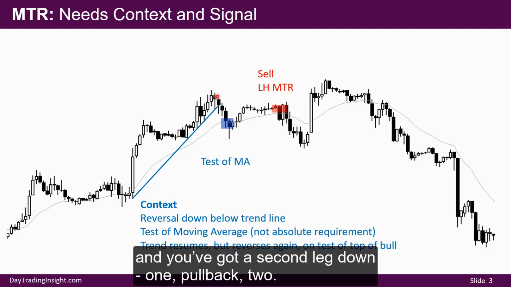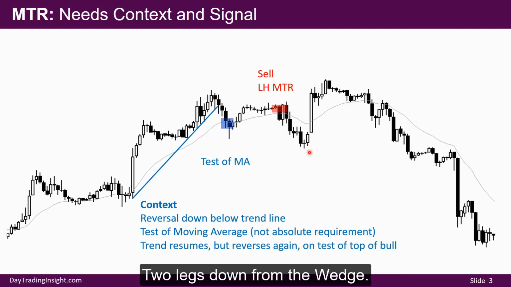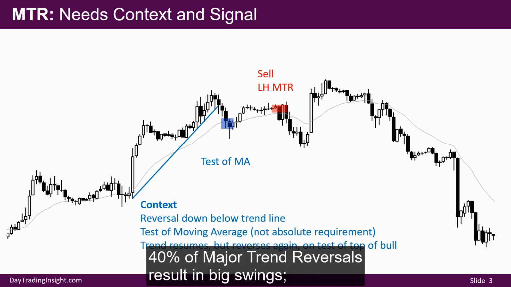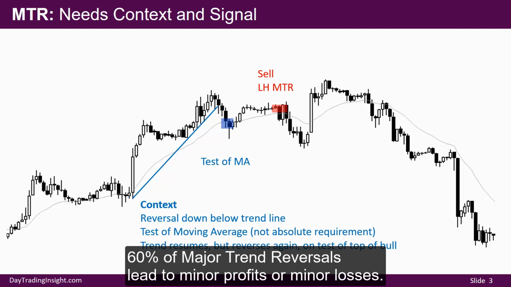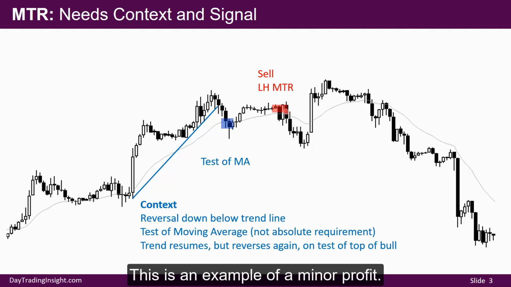And you got a second leg down, one pullback, two. You can call it a wedge, 1, 2, 3, and 2 legs down from the wedge. 40% of major trend reversals result in big swings. 60% of major trend reversals lead to minor profits or minor losses. And this is an example of a minor profit.